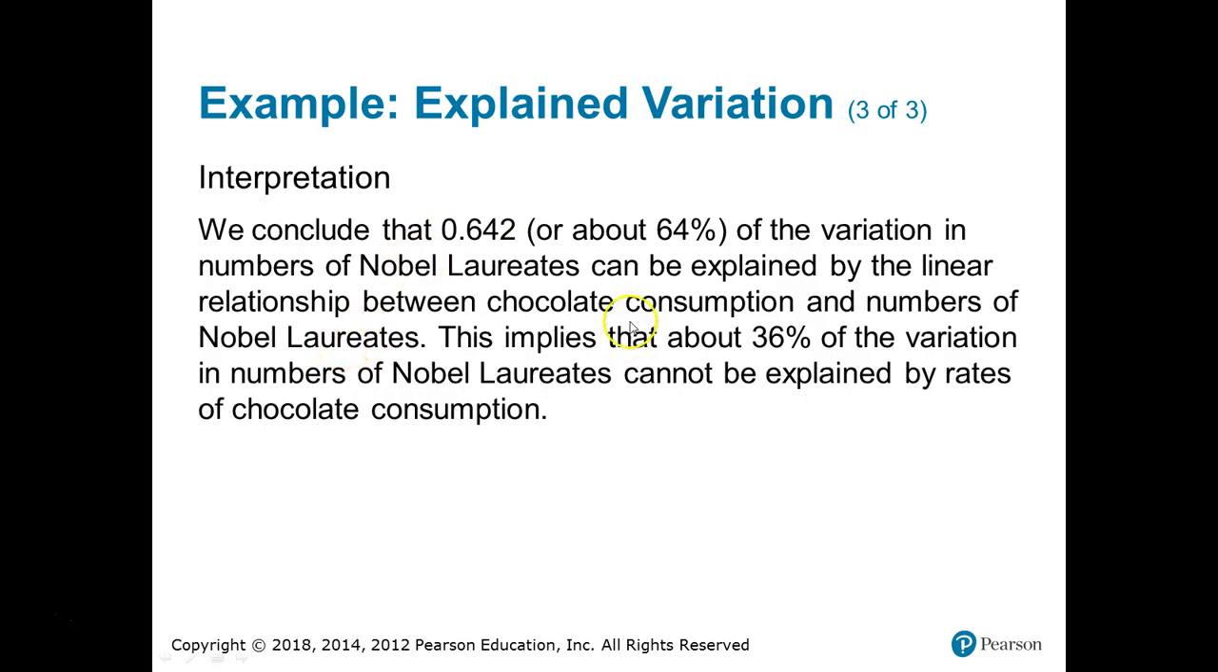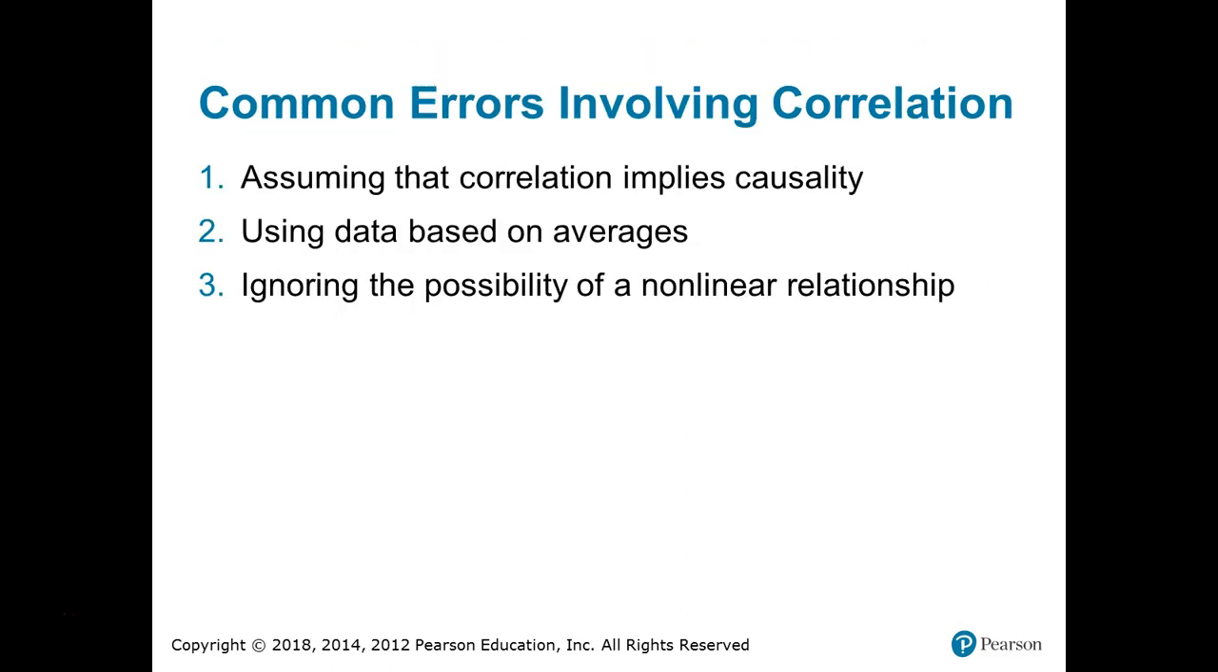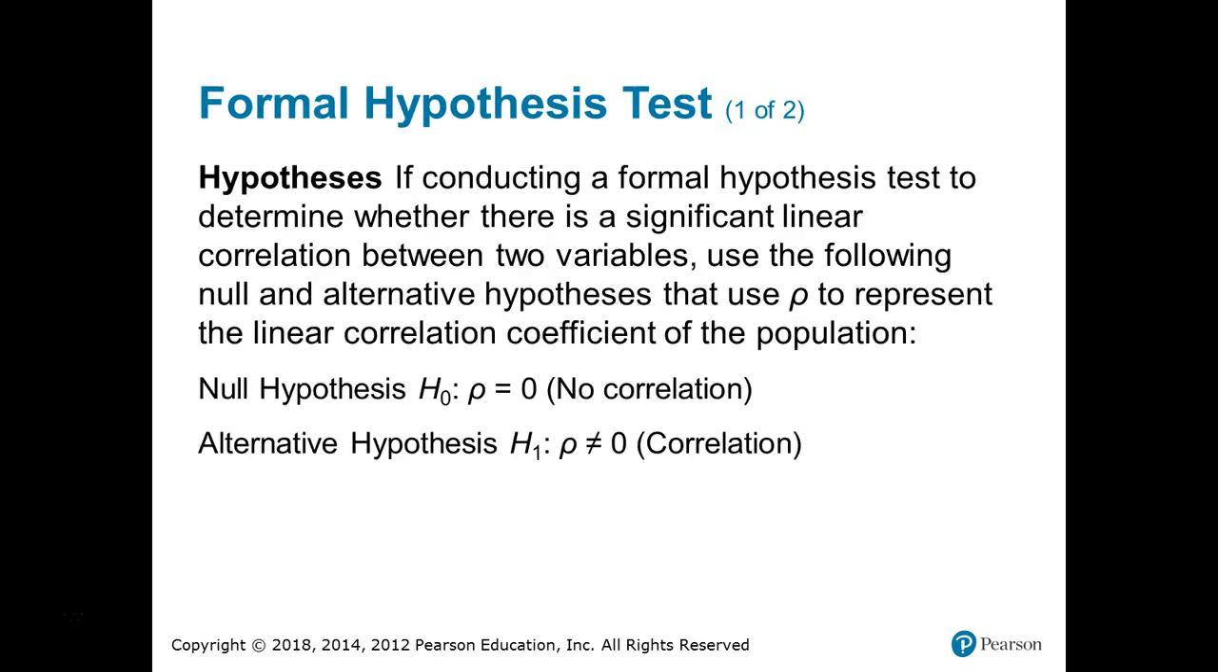This implies that about 36%, the complement of 64, of the variation cannot be explained by rates of chocolate consumption. So if you r-square it, that tells you how much of the variation can be explained by the correlation. So once again, correlation does not imply causation. Common errors involving correlation include assuming that they directly affect one another as if it's cause and effect, and things like that.